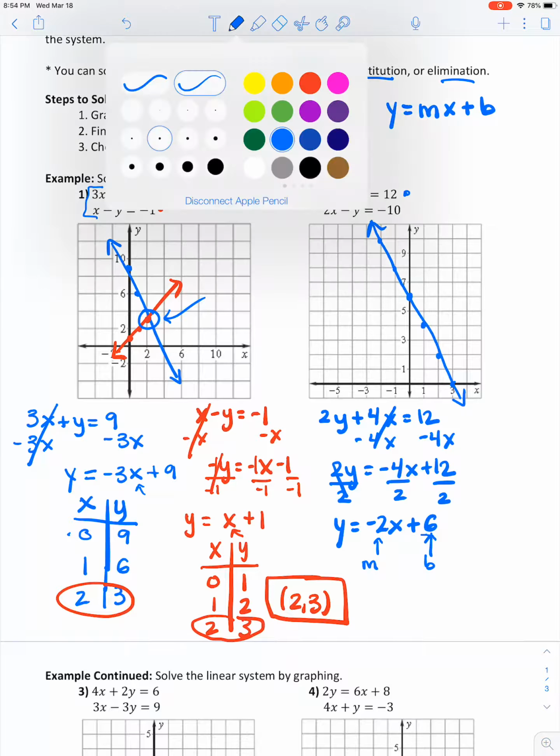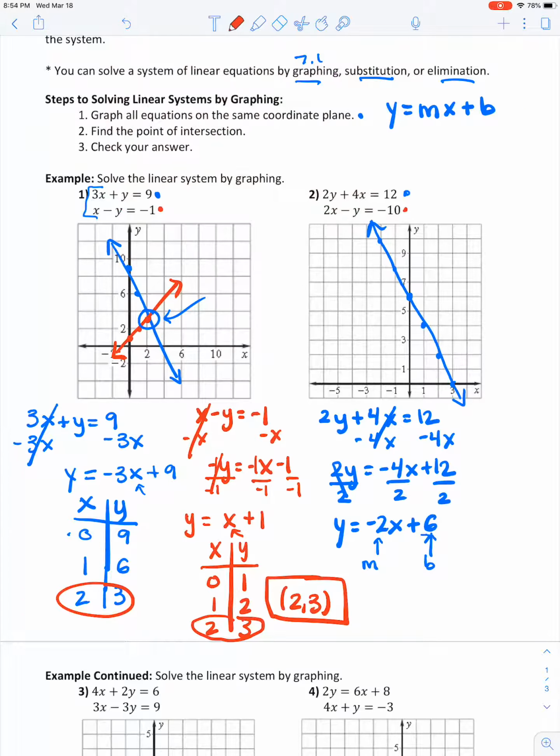All right, I'm going to do the exact same thing with this next one. We have 2x minus y equals negative 10. So minus 2x on both sides. We have negative y equals negative 2x minus 10. And we can divide by negative 1, just like we did in that last problem. So we'll get y equals 2x plus 10.